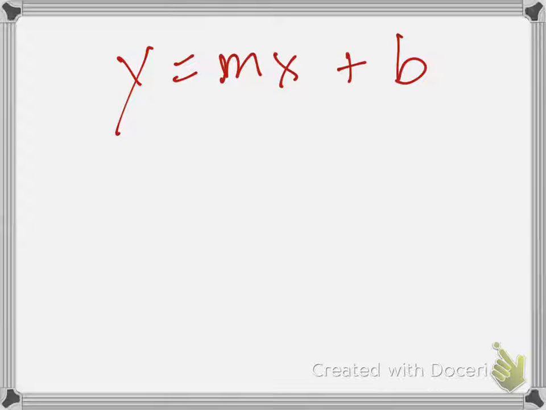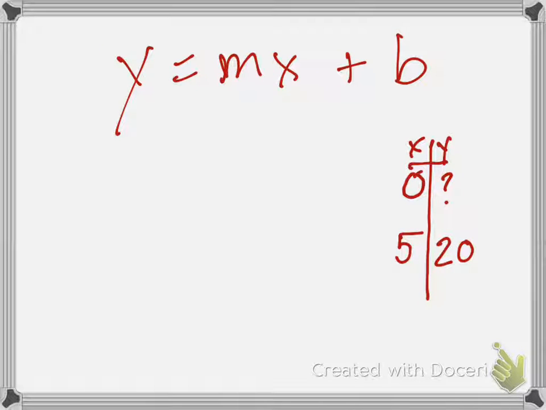Now, I'm going to give you 2 points, and you guys are going to graph this on your own. In this case, I'm going to give you 2 pairs of points. When x is 0, we need to find out what y is. We don't know that yet. And then my other point is when x is 5, our value is going to be 20.